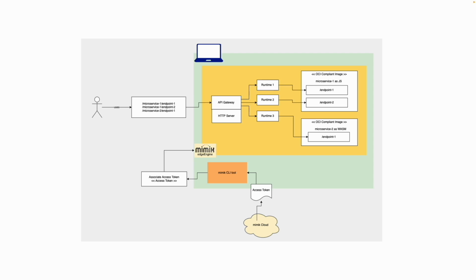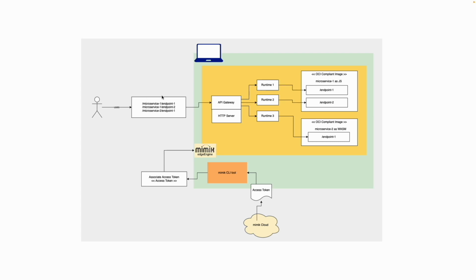The most important thing to understand about microservices running under edgeEngine is that they run in a serverless manner. So how does that happen? Well, you're going to install both the mimik CLI tool and the mimik edgeEngine on your local machine. And mimik edgeEngine has a number of components. The most important component is the API gateway, which is also bound to a single HTTP server that's controlled by edgeEngine Runtime.